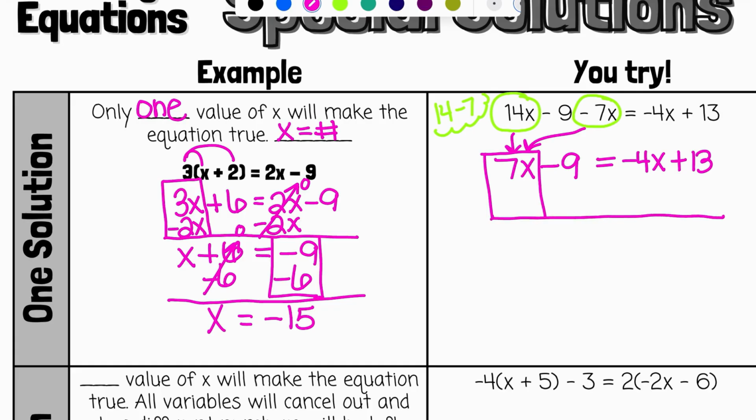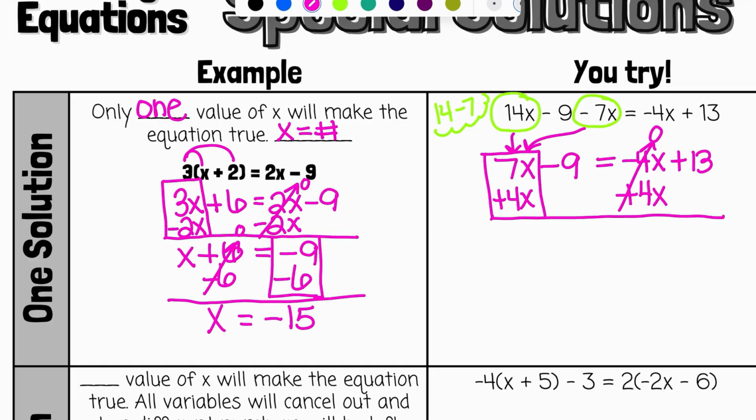If I box an x, I have to move an x. So if I box 7x, I'm moving the negative 4x. To make a zero pair with a negative 4, I need to add 4x. Okay, negative 4 and plus 4 make 0.